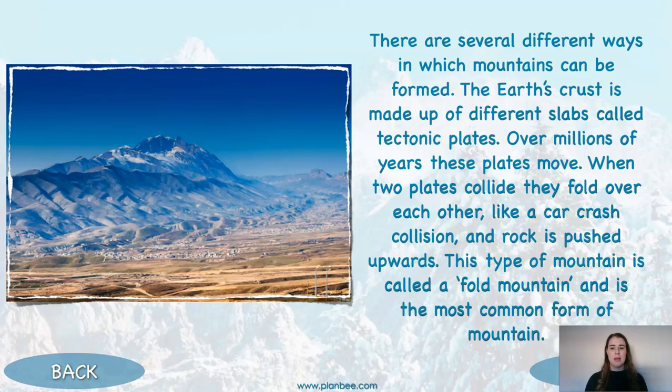Now when two plates collide, or touch, or crash together, they fold over one another. So one tends to sit underneath the other, a bit like when you have a car crash collision and one car goes up and over the other. Now, when this happens with the tectonic plates, the rock that's underneath that top tectonic plate is then pushed up into the ground. This type of mountain is what we call a fold mountain, and these are the most common type of mountain form.